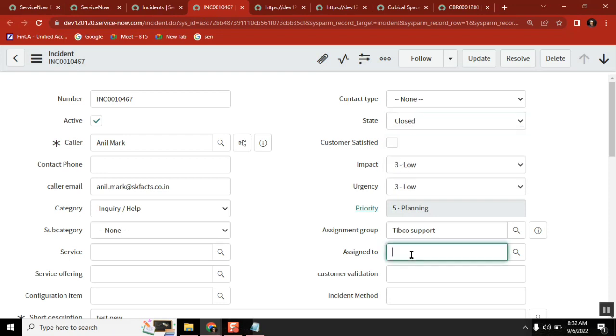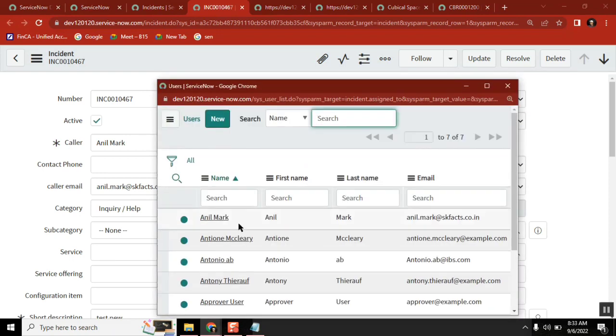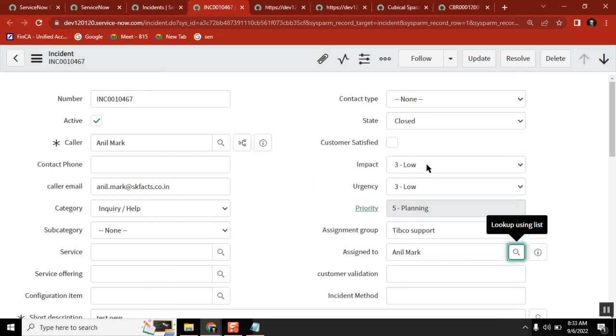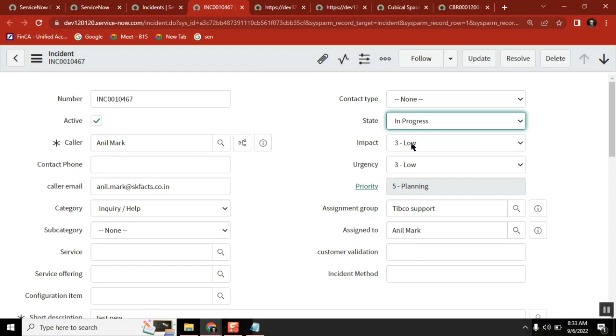Who is assigned this ticket? Let's say I am from the TIBCO support group. I took this incident while it was in progress. After that I did the work and completed it. Work is completed, so I do resolved. I don't close it. When I do resolved and save, it will be officially saved, officially closed from our end.